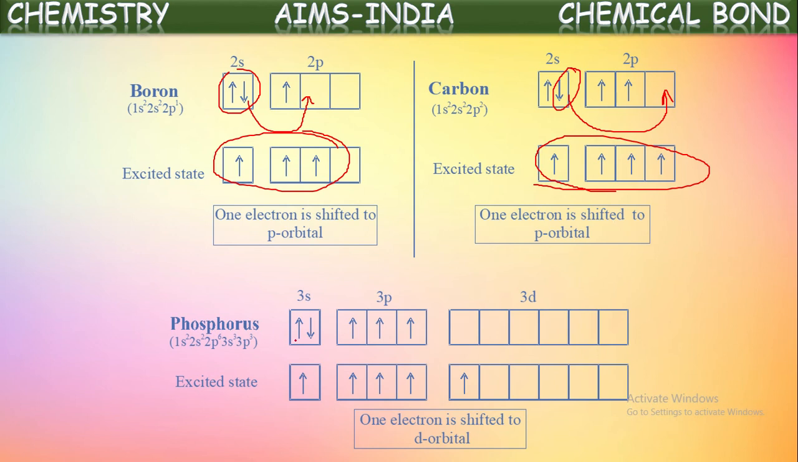In the similar way, phosphorus has three unpaired electrons and 2 paired electrons. But in the excited state, one electron from 3s jumps to the 3d subshell, the 3d vacant orbital. Now it gets 5 unpaired electrons. Because of the presence of 5 unpaired electrons, phosphorus can form 5 covalent bonds. So the pentavalency of phosphorus is explained in this way.